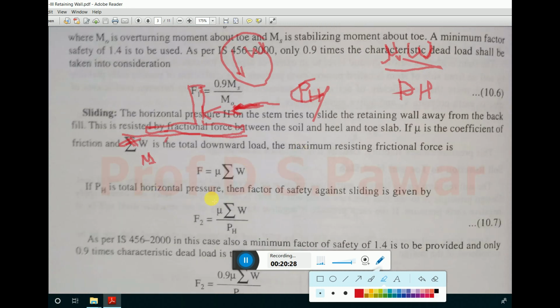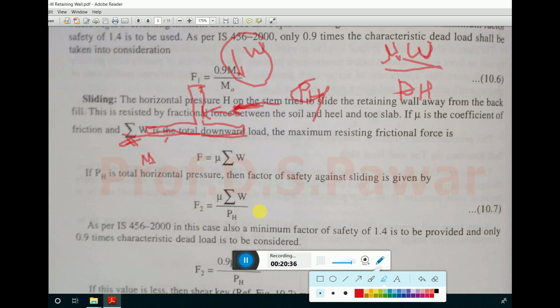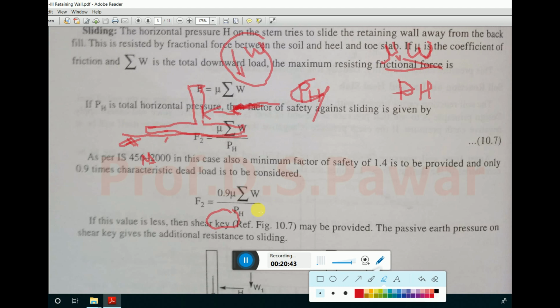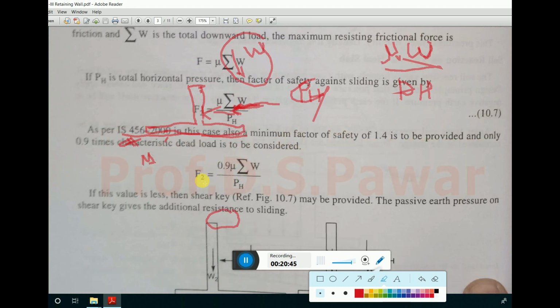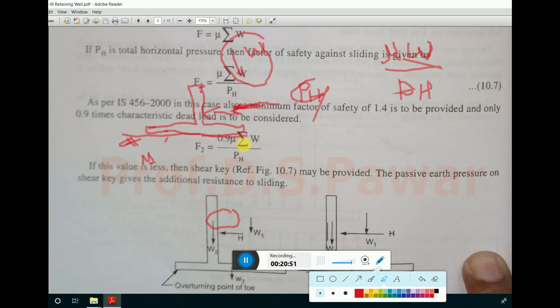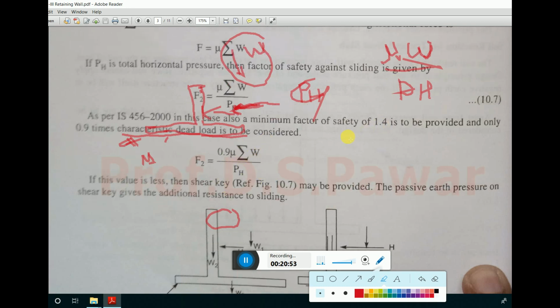force is F equal to mu into summation of W. If pH is the total horizontal force, then the factor of safety against sliding is given by F2 equal to mu into summation of W divided by pH. And again, as per code, this value is 0.9 mu summation of all W. So F2 is equal to 0.9 mu summation of W divided by pH. Okay, and this value should be more than 1.5.